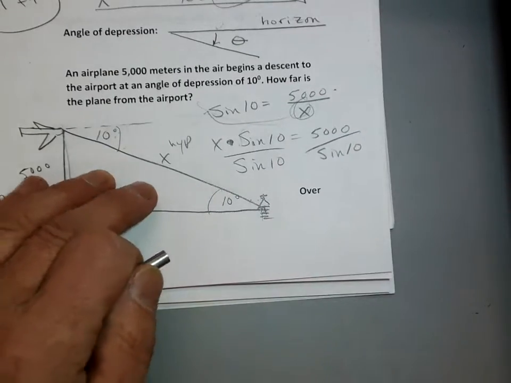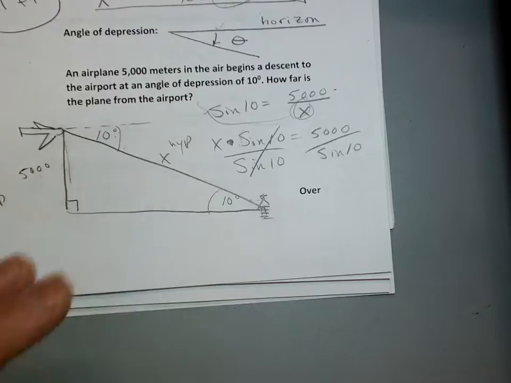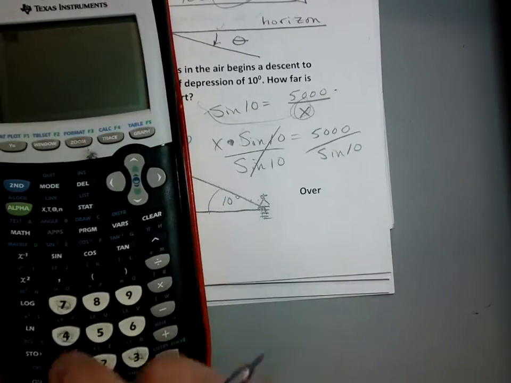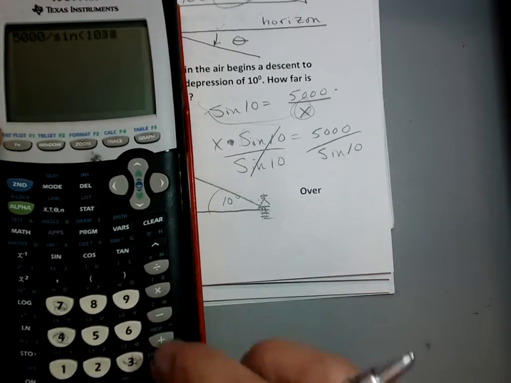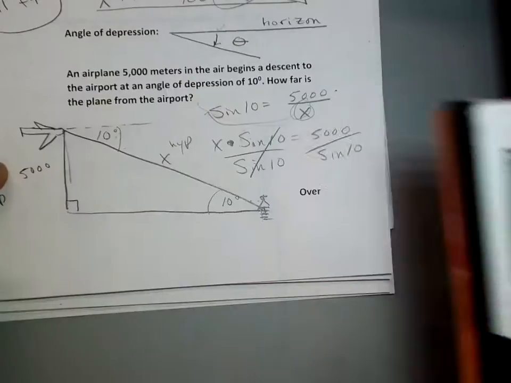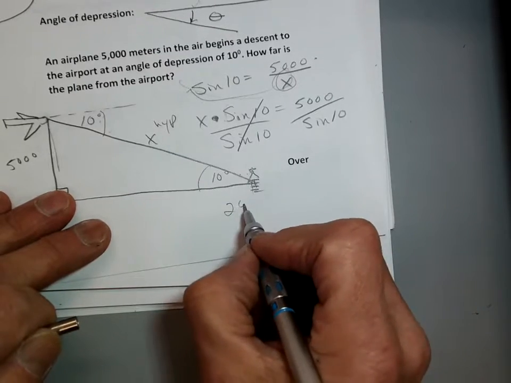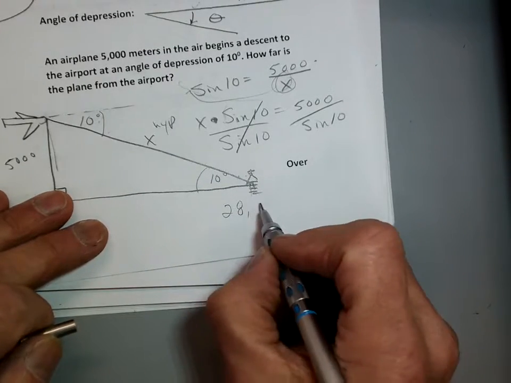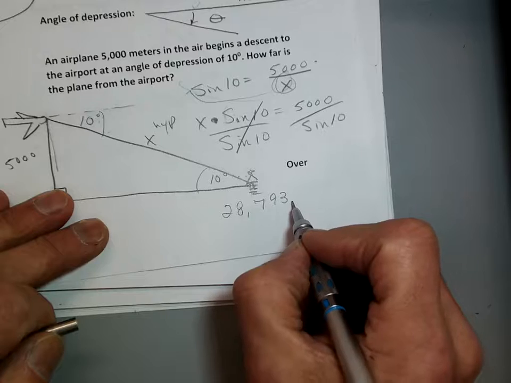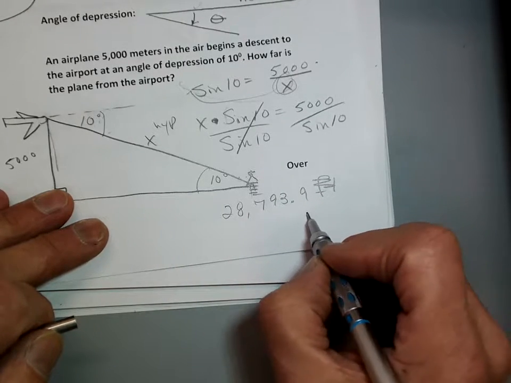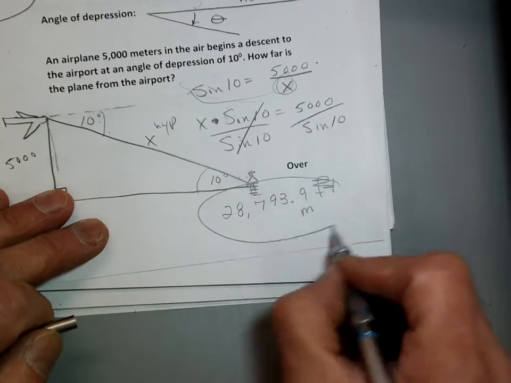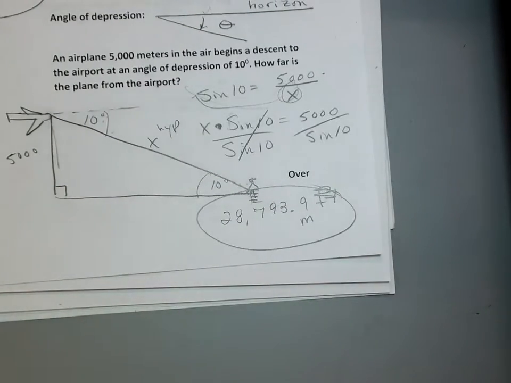And I'm just going to use my calculator to get the actual answer. So we'll go 5,000 divided by sine of 10. And I get about 28,793.9 meters. Sorry, it's in terms of meters. Okay, not too bad. So again, it all depends on finding that right triangle, right? If you find the right triangle, you're good to go.